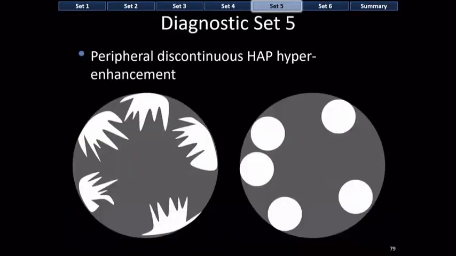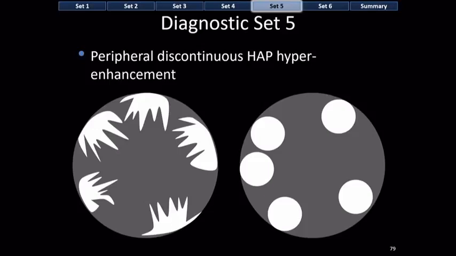Okay, diagnostic set number 5. Peripheral discontinuous arterial phase hyperenhancement, in which we either have globules as shown on the left or nodule-like areas as shown on the right enhancing. Notice that these globules and nodule-like areas, these pools of enhancement, are along the periphery in the arterial phase. Notice also that they are discontinuous. Why are they discontinuous? Because these are the entry points of the arteries feeding this lesion. So where the entry points are is where these pools of enhancement form.